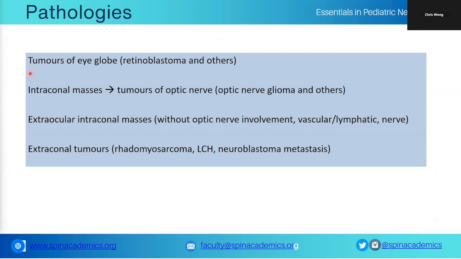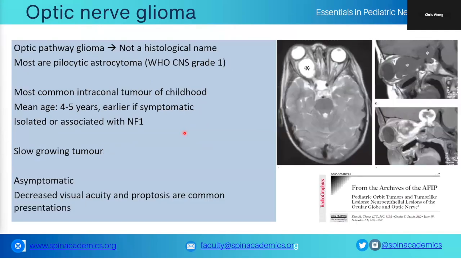So I will skip tumors of the eye group, which will be another talk by my colleague. And I will focus on intraconal masses, which include tumors of the optic nerve and other masses without optic nerve involvement. And then I will talk about the extraconal tumors. So first, optic nerve glioma.